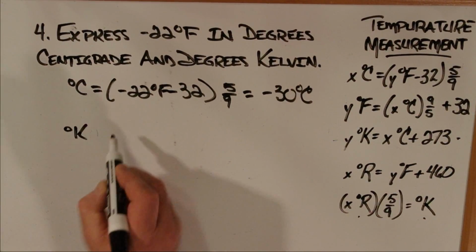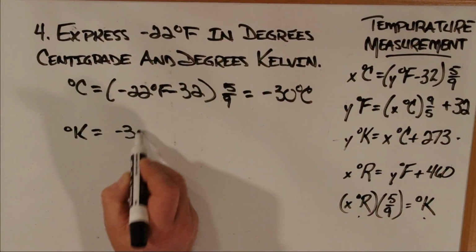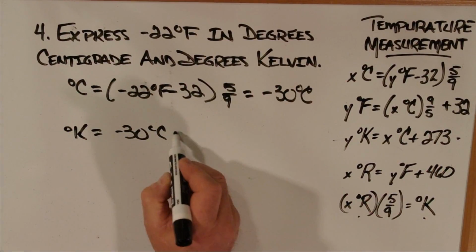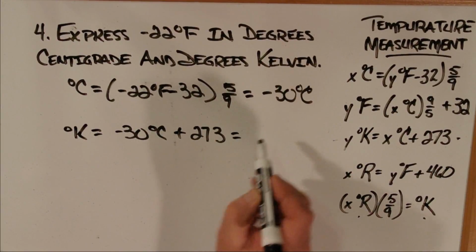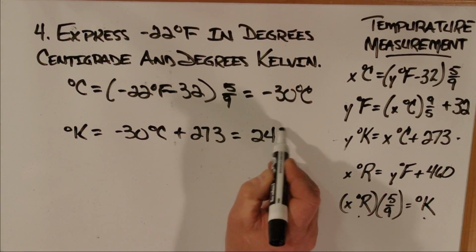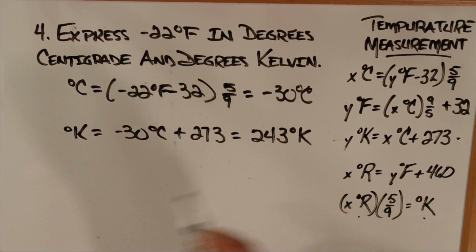In order to convert that to Kelvin, we'll use the third relationship. Degrees K will equal negative 30 degrees Celsius plus 273. We'll get a numerical value of 243 degrees K.